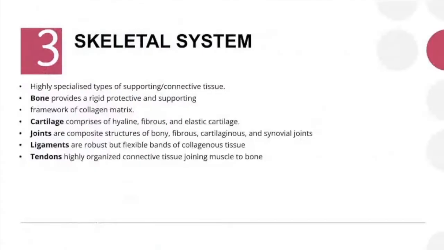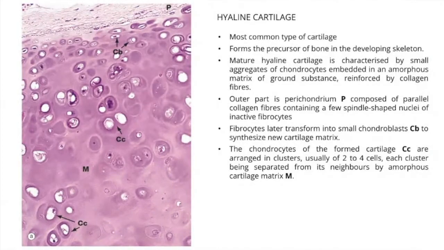Okay, next, the skeletal system. The skeletal system comprises many types of supporting or connective tissue. So we have bone, cartilage, joints, ligaments, tendons, right? This is a micrograph example of hyaline cartilage, which is the most common type of cartilage. It forms a precursor of bone in the developing skeleton. And mature hyaline cartilage is characterized by aggregates of chondrocytes embedded in the matrix.